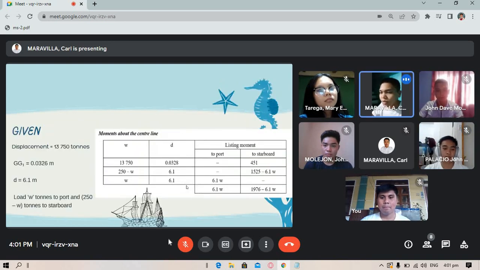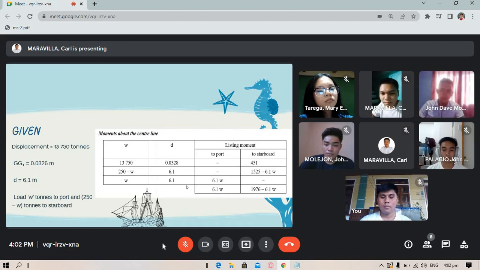Thank you for that, Mr. Palacio. Now that we have the given GG1, which is 0.0328, Mr. Monte, would you like to explain the moments about the center line? Yes, sir. Here are the givens of the problem. Displacement is equal to 13,750 tons. GG1, or the distance from G to G1, is equal to 0.0328. The distance is equal to 6.1. And the load is weight W tons to port and 250 minus weight W tons to starboard.